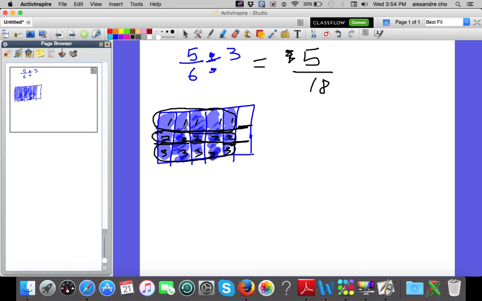Did everybody get the same amount? Did friend 2 get 5 out of 18? Yes, he did. He got 1, 2, 3, 4, 5 out of 18. And the last friend also got 5 out of 18. Okay. And I think that's it.